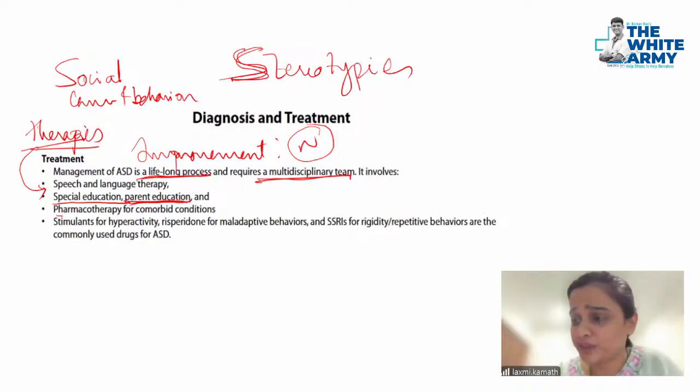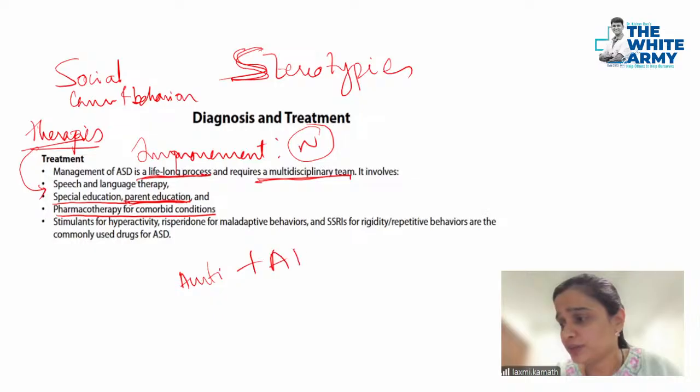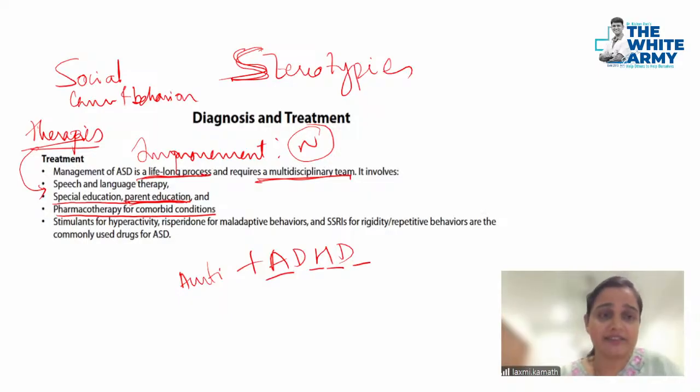Then we have pharmacotherapy for comorbid conditions. Autism associated with ADHD is very common. ADHD means attention deficit hyperactivity disorder. That means this ADHD child is never still. He's always banging on, always moving, always on a ride, and always anxious. The amount of sleep the child gets is also very less. So a very hyperactive child it will be. Autism association with ADHD is as high as 70%.